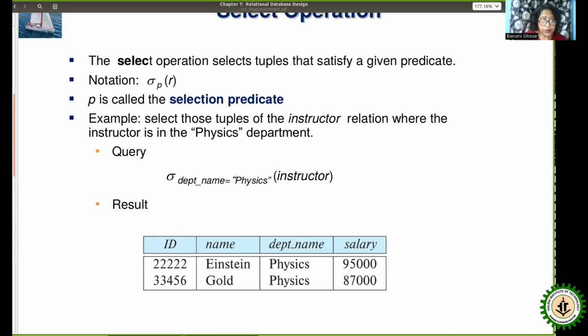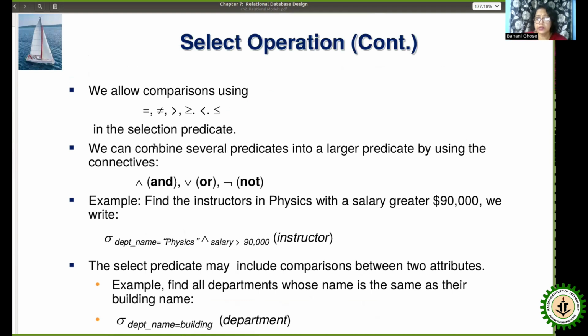Now in case of this selection predicate, you can use all these operators. Why? Because it may be needed that you have to amalgamate 2 or more conditions. So in that case, the logical operators and the relational operators will be of help. Now, if you take the example, find the instructors in physics with a salary greater than $90,000. So what are the 2 conditions here? One is that the department name must be physics and the salary must be greater than 90,000.